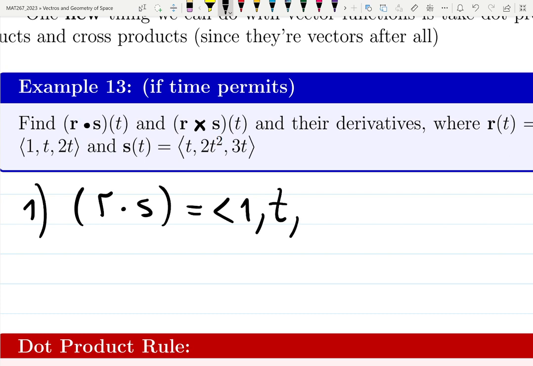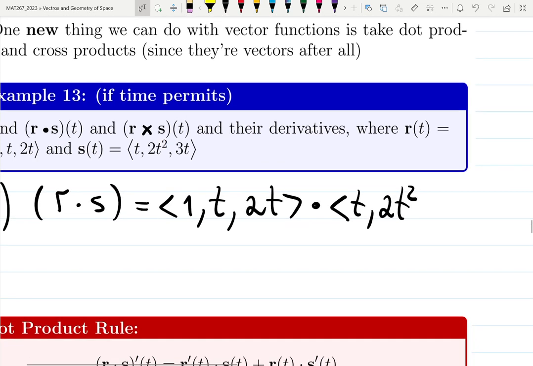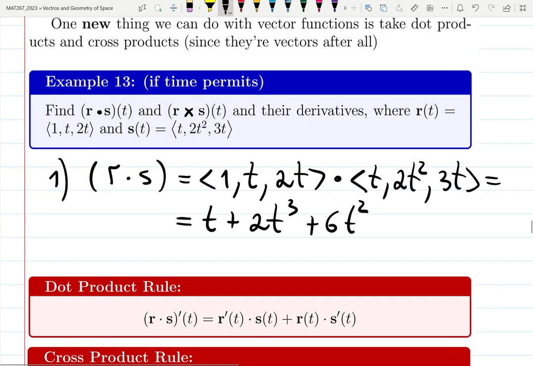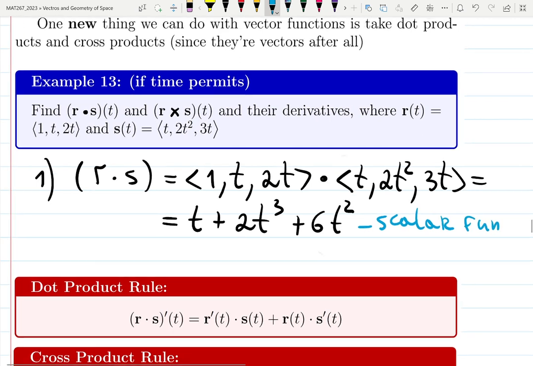How convenient is that? What is a dot product? For a dot product, you just multiply component by component and add the results, because the answer for the dot product has to be a number, not a vector. So the dot product gives me 1 times t, that's t, plus t times 2t squared, that's 2t cubed, plus 2t times 3t, that's 6t squared. That is supposed to be a number, but in this case it's a function, right? So it's a scalar function, because for any t, it gives you a scalar.